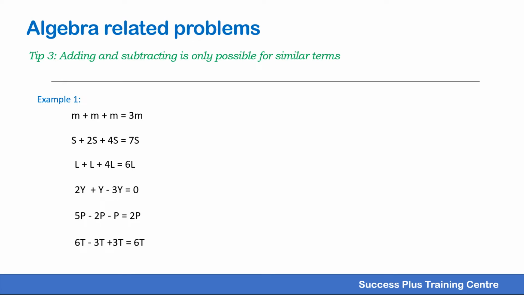M plus M plus M equals 3M, and that's because we're adding three similar terms. S plus 2S plus 4S equals 7S. Again, that's because we're adding three similar terms. L plus 4L equals 6L.